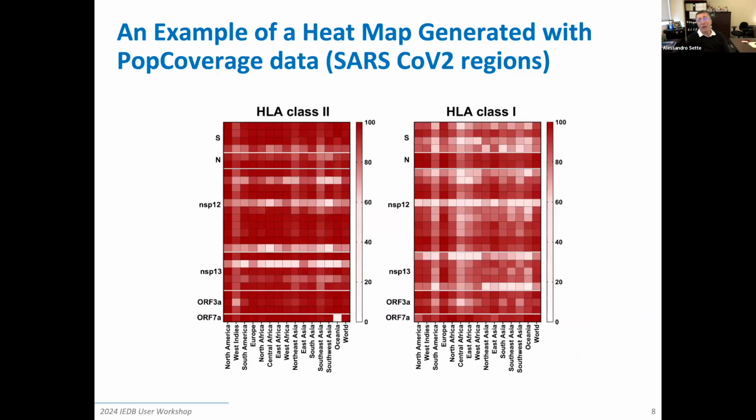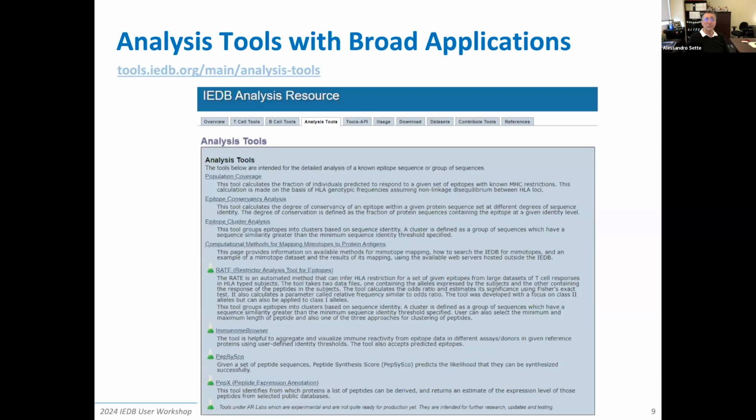And so this is one way the data can look like if you plot it in a heat map where you have all different ethnicities or geographical locations. This is a number of different set of epitopes derived from different ORFs for class 1 and class 2 from SARS-CoV-2. But just gives you an example of how you really can use this tool to get population frequencies for different ethnicity or worldwide for a number of different epitope sets of interest.